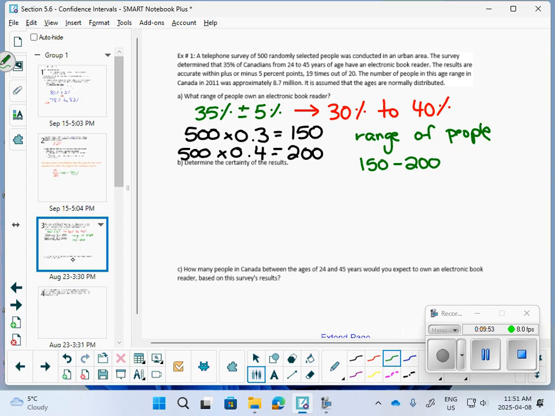B says determine the certainty of the results. So basically how accurate it is, or the likelihood that that would happen, which means this is the confidence interval. How confident were they about the results? 19 times out of 20, yep, which we already know is 95%.